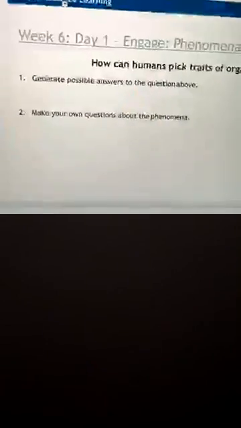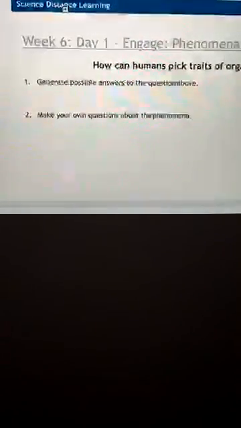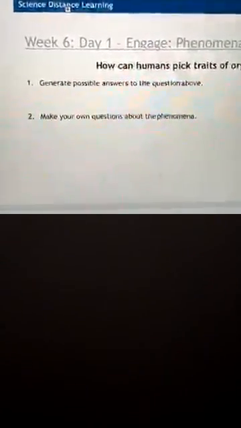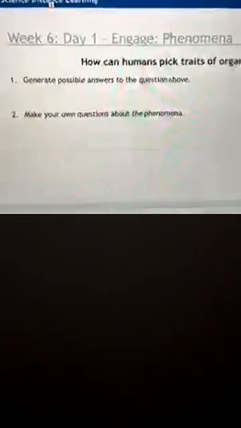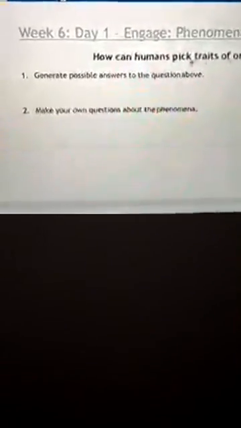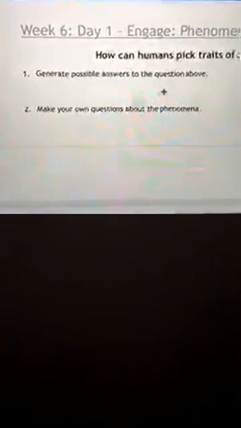Now, in the beginning of your week 6 packet, they ask you 2 simple questions. They start off by saying, can you generate possible answers to the question above? And the question they asked was, how can humans pick traits of organisms? They can pick the traits of organisms by either using selective breeding or genetic engineering. This is page 1 in the week 6 packet. They can pick the traits of organisms by using selective breeding or genetic engineering.